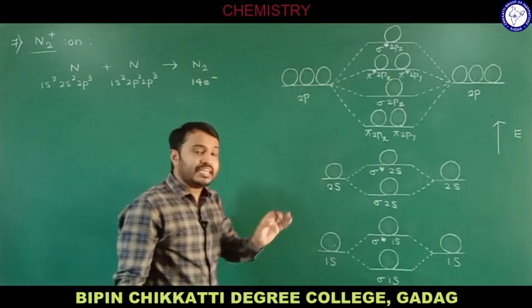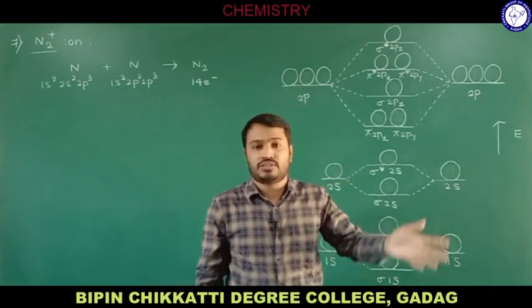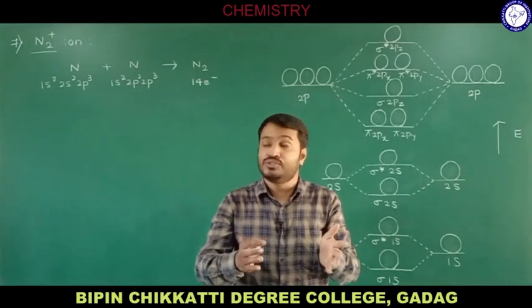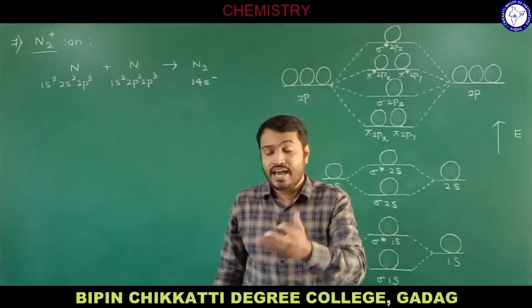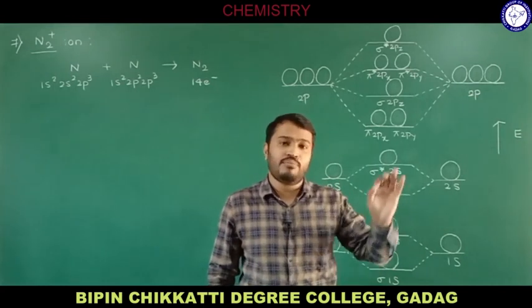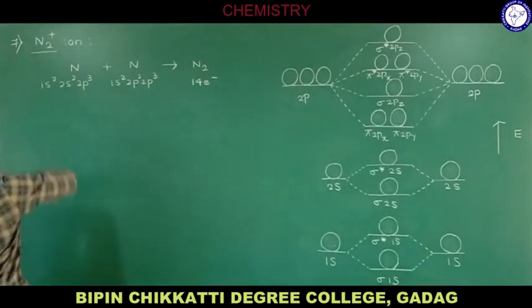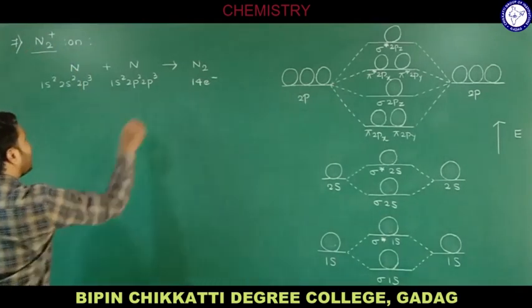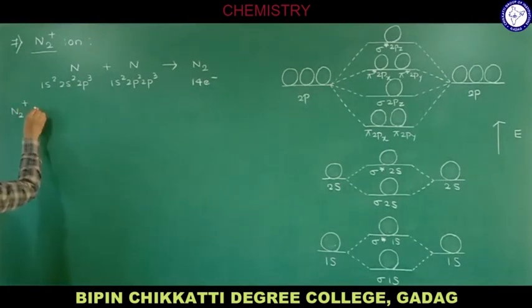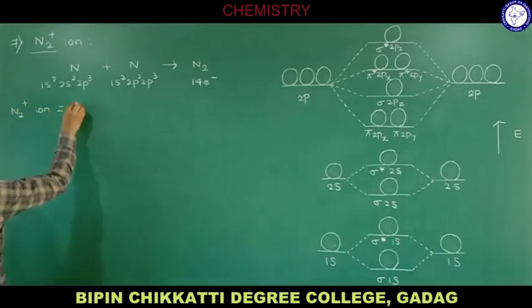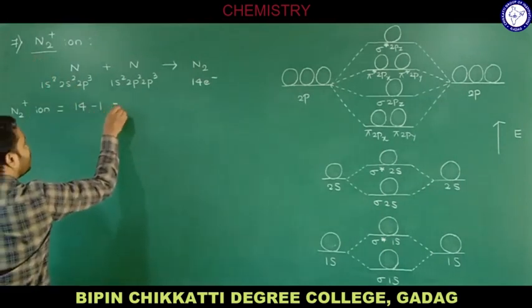We have a nitrogen molecule with a plus sign. What does it indicate? Plus indicates that an electron has been lost. The nitrogen molecule is going to lose one electron to form a cation, as cations are formed by loss of electrons. So plus 1 means 1 electron has been lost. Nitrogen has 14 electrons, whereas the nitrogen ion has 14 minus 1.